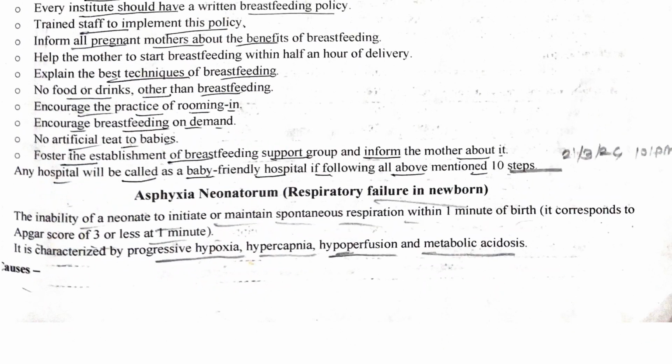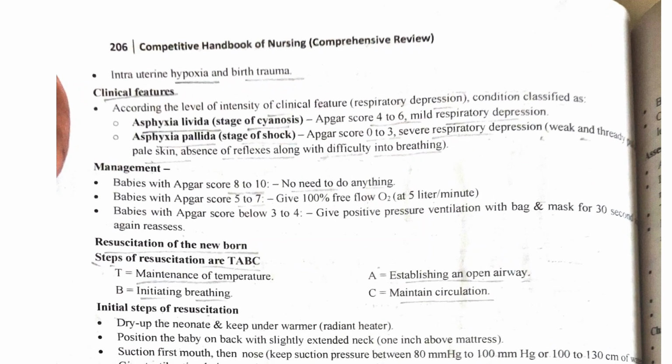Asphyxia, neonatal respiratory failure in newborn: the inability of the neonate to initiate or maintain spontaneous respiration within 1 minute of birth. It corresponds to an Apgar score of 3 or less at 1 minute. It is characterized by progressive hypoxia, hypercapnia, hypoperfusion, and metabolic acidosis. Causes: intrauterine hypoxia and birth trauma.